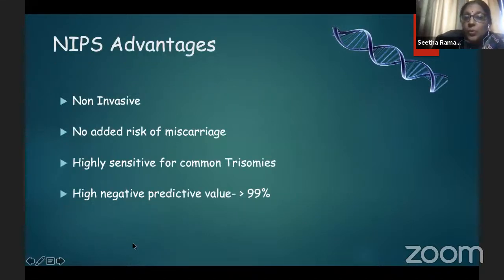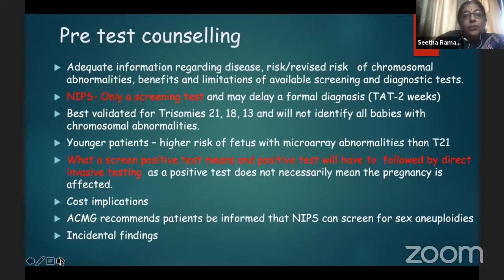So the advantages would be it's non-invasive, there is no added risk of miscarriage, with very high sensitivity for the common trisomies, as we have seen, and a very high negative predictive value, which means that if the test is negative, it's very, very reassuring that the baby is not affected with trisomy.